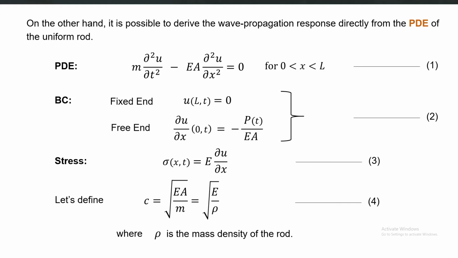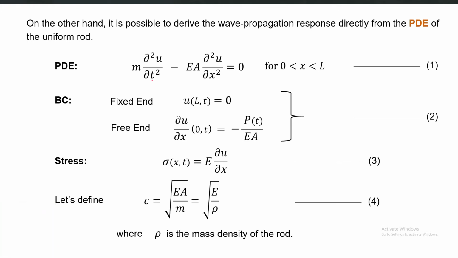On the other hand, it is also possible to derive the wave propagation response directly from the partial differential equation of that uniform rod. We can directly solve that partial differential equation to get the wave propagation, or moving deformation, response. Instead of invoking the idea of mode shapes, we can go for an alternate solution, and that will lead us to describing the physical phenomenon of a moving or traveling wave.